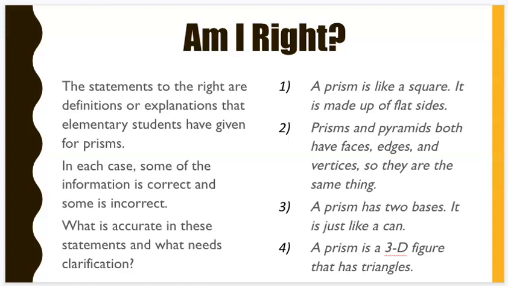A prism is like a square, it's made up of flat sides. Prisms and pyramids both have faces, edges, and vertices, so they're the same thing. A prism has 2 bases, it's just like a can. And a prism is a 3D figure that has triangles.